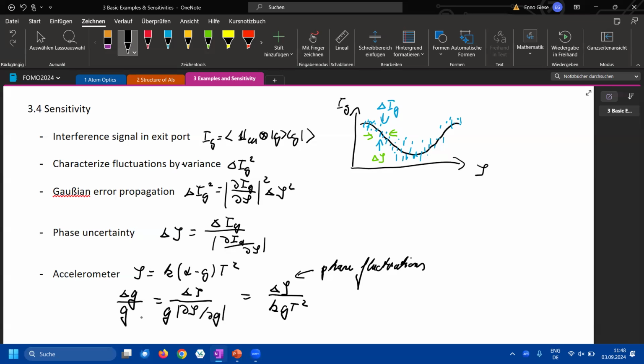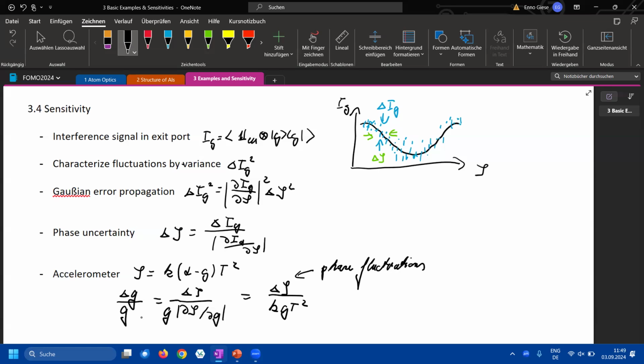And actually, for uncertainty, I want a very low uncertainty, so I have to make this denominator very large and the numerator very small. Numerator very small means low phase fluctuations of our signal. And denominator large means we have to increase the momentum transfer.